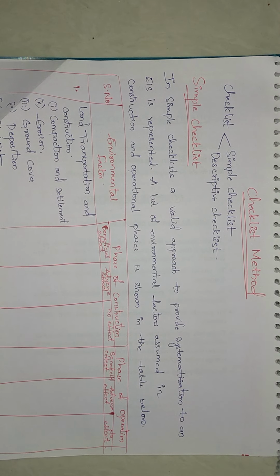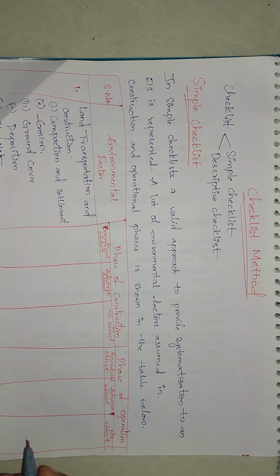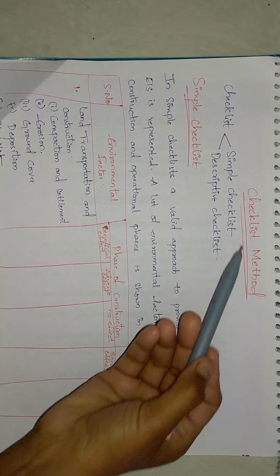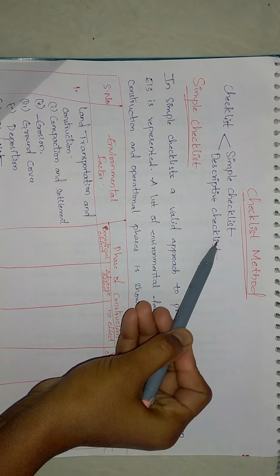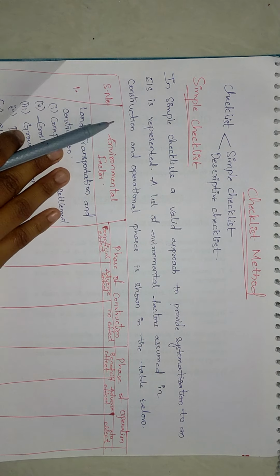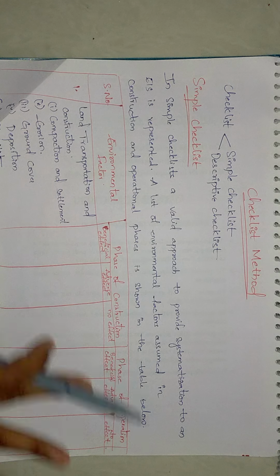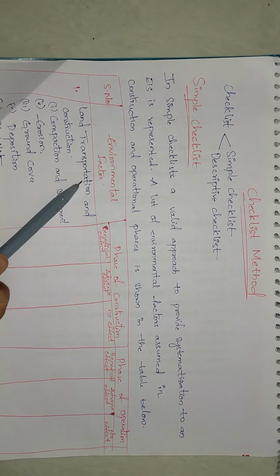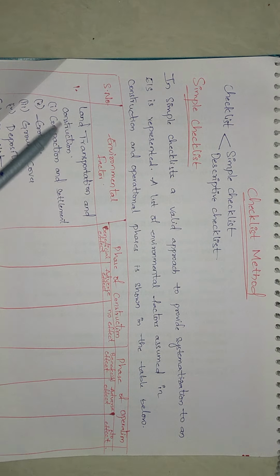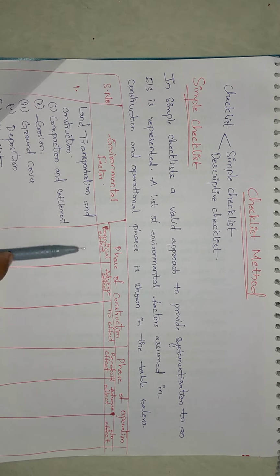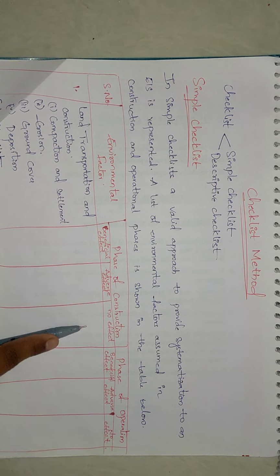Everyone, in today's video we are going to see about the next method called the checklist method. This checklist method is of two types: simple checklist and descriptive checklist. In the simple checklist we will have one prototype kind of thing, and using that prototype and based on all the environmental factors we will classify whether the environmental factor has a beneficial effect, adverse effect or no effect.